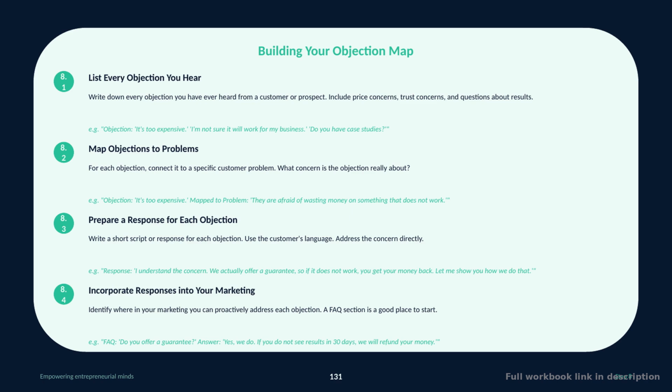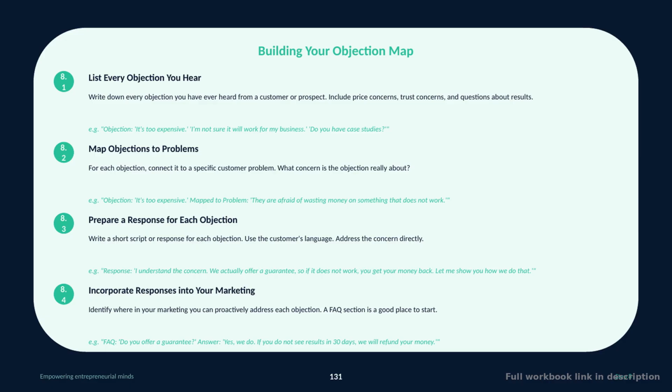Finally, incorporate responses into your marketing. Identify where in your marketing you can proactively address each objection. A FAQ section is a good place to start. For example, FAQ: do you offer a guarantee? Answer: yes, we do. If you do not see results in 30 days, we will refund your money.